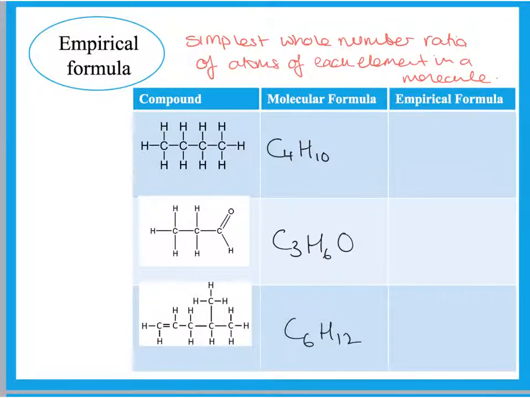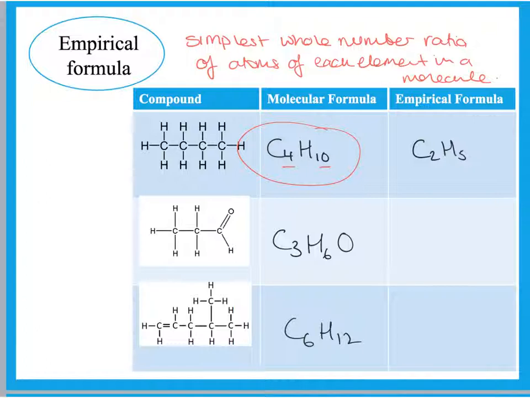Can you divide these numbers by the same number to simplify it down? What goes into 4 and also goes into 10, how simple can you get it? First of all, you can definitely halve it. Both of these are even numbers, so that's an easy place to start if you're not good with ratios. If we halve it, we've now got 2 carbons and 5 hydrogens. Is there anything else that you could divide both of these numbers by? No, there isn't. So C2H5 is the empirical formula for butane, which is C4H10. So it's the simplified version, the simplest whole number ratio of atoms of each element.